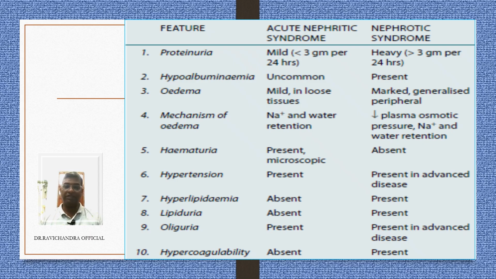4. Microscopic hematuria is present in nephritic syndrome and it is absent in nephrotic syndrome. 5. Hypertension is present in nephritic syndrome and it is seen in advanced stages in nephrotic syndrome. 6. Oliguria is present in nephritic syndrome and it is seen in advanced stages in nephrotic syndrome.